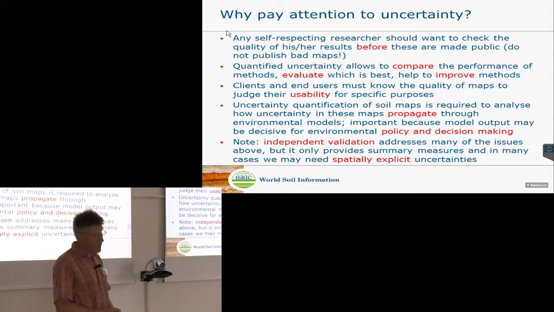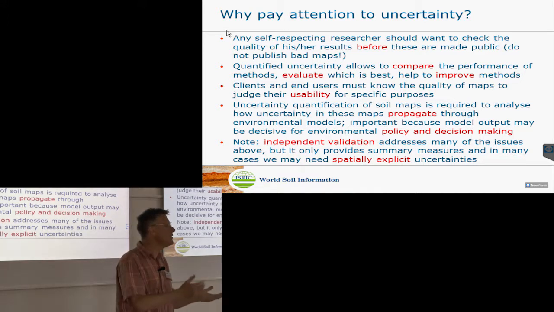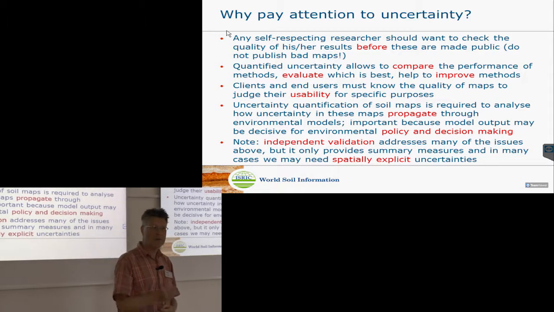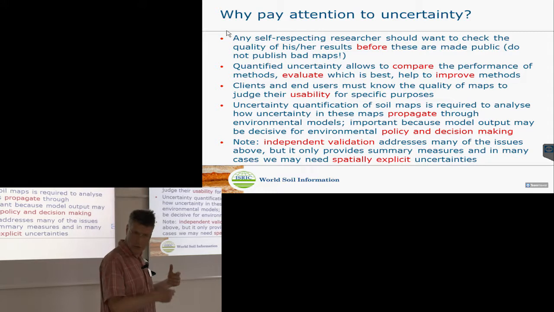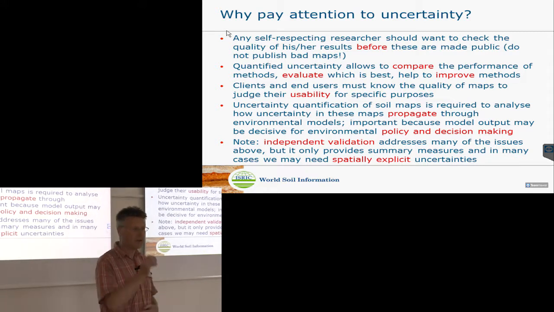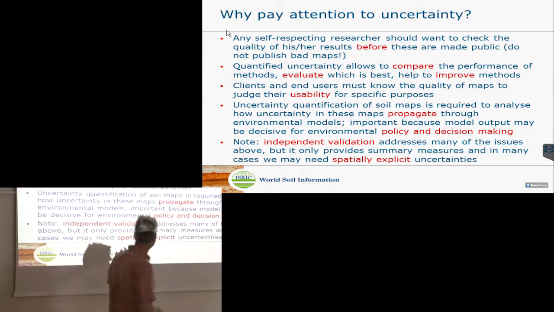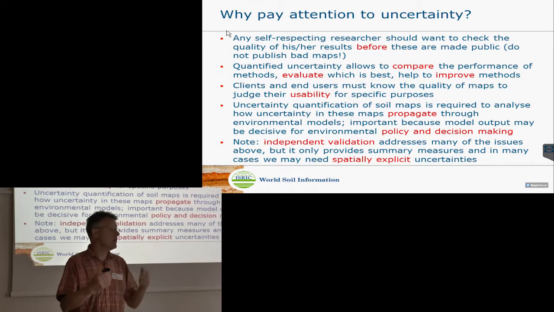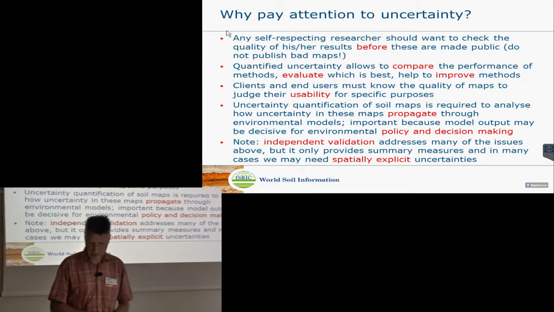We'll talk about that. It's very useful, very important, but it only provides you with a summary measure of how well I did, like a root mean squared error, mean error, these kind of summary measures. And sometimes we want spatially explicit measures of the uncertainty, like Kriging can do. The Kriging standard deviation tells you for each and every location how accurate the prediction is. So if we need spatially explicit uncertainties, we cannot really work with validation studies, because they only provide summary statistics.